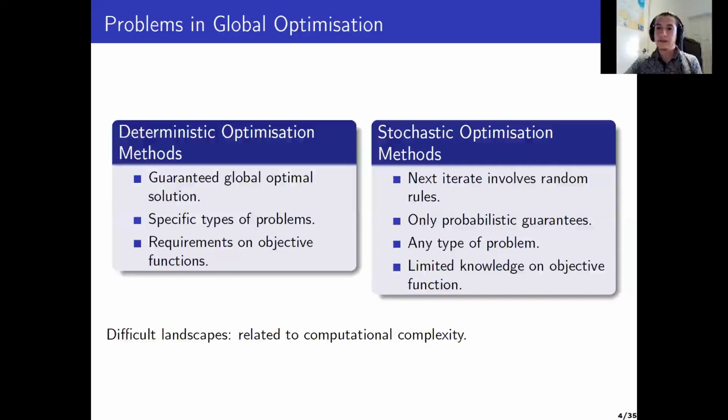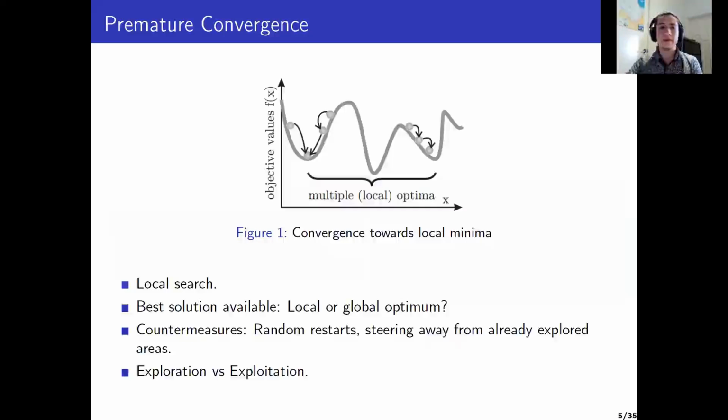On the other hand, stochastic optimization methods involve iterates that are chosen using some random rules. So they do not guarantee to reach a global optimal solution. They only have probabilistic guarantees. And since in these cases we have limited knowledge of the objective function, these are meant to be used for any type of problem. However, we might stumble upon problems that are related to difficult landscapes. This is related to the computational complexity needed for these methods to have probabilistic guarantees that we will reach optimal solutions. So one of these problems we might stumble upon is premature convergence.